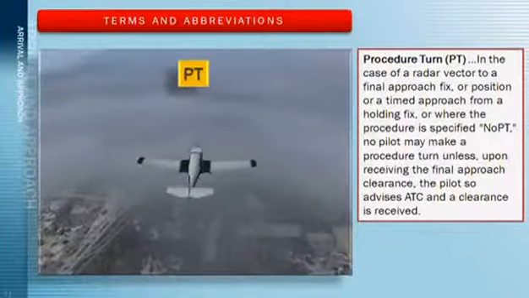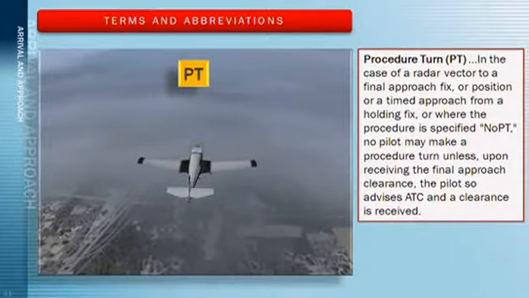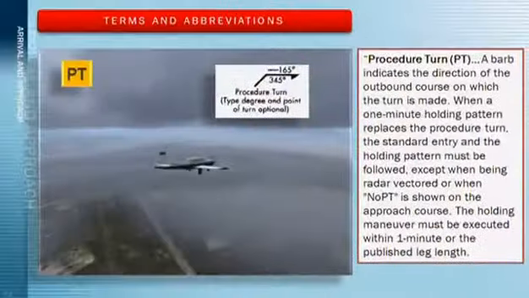Sometimes a PT is not used. In the case of a radar vector to a final approach fix or position, or timed approach from a holding fix, or where the procedure is specified no PT, no pilot may make a procedure turn unless, upon receiving the final approach clearance, the pilot advises ATC and a clearance is received. A barb indicates the direction of the outbound course on which the turn is made.